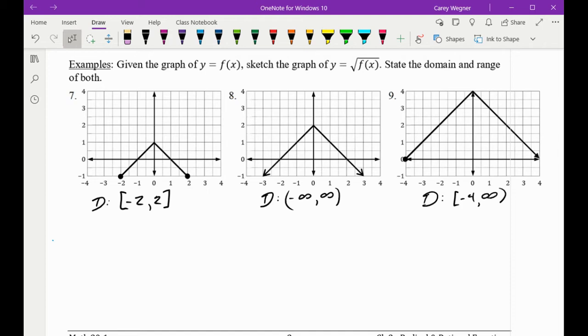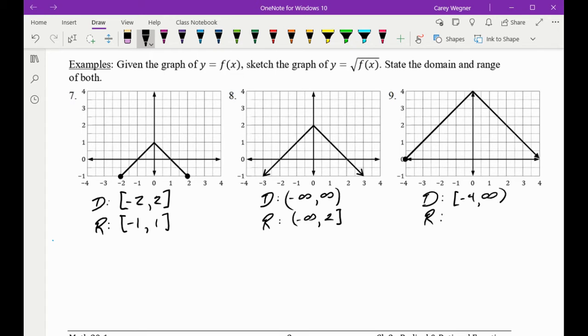Now let's look at the range for each of these. My smallest y value is a -1, and my largest is a +1, and it reaches those points. For number 8, my graph goes down forever. So my minimum, there is none. It's approaching -infinity, but there is a maximum of 2, and so I'll have the closed bracket on the right side.